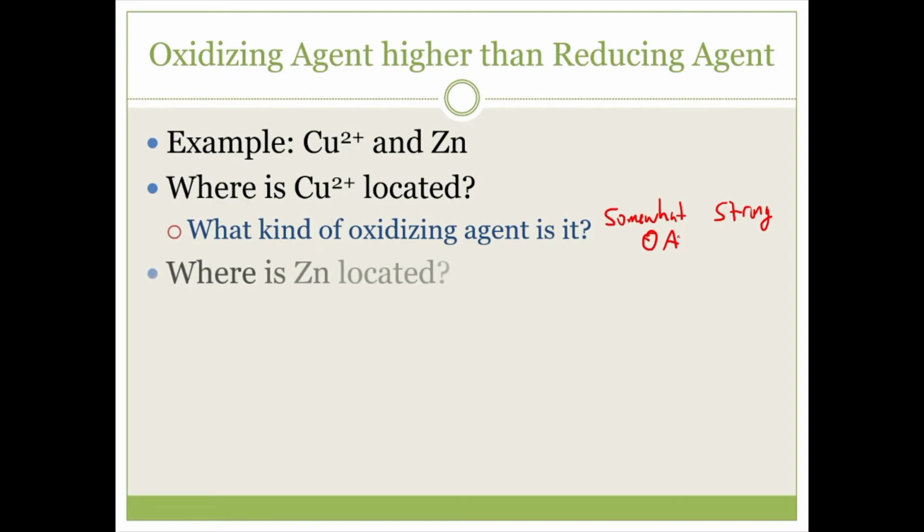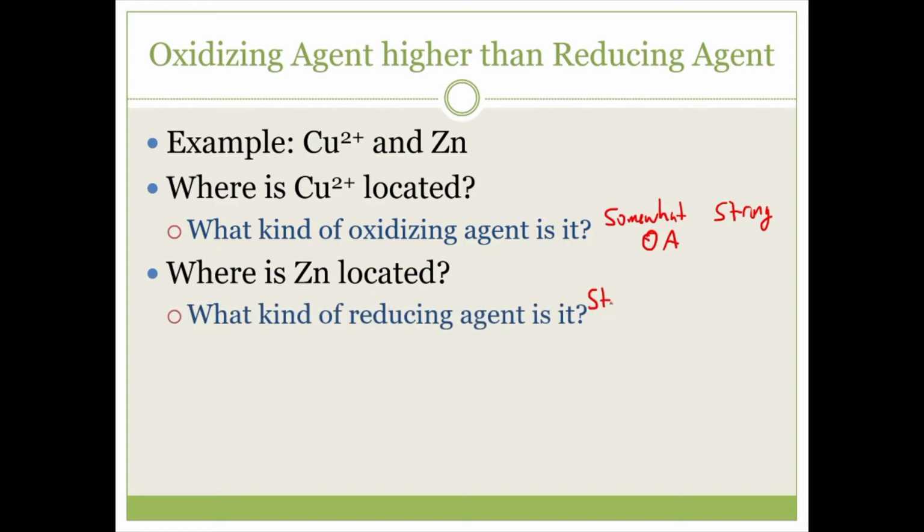And then we'll look for zinc. Solid zinc is near the bottom, I believe. Yeah, solid zinc is near the bottom. So zinc is a relatively strong reducing agent. So in a case like this, because copper 2+ is quite a bit higher than the zinc, copper 2+ will gain electrons to become copper solid, and zinc solid will want to give up its 2 electrons to become zinc ions. This type of reaction will occur.